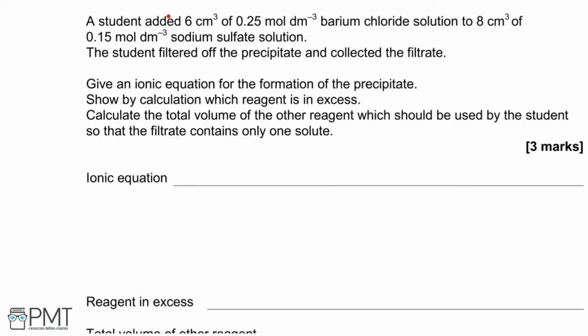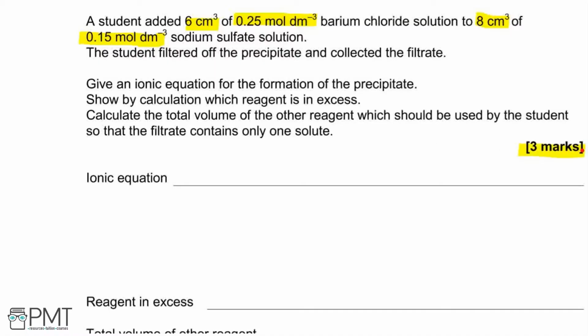A student added 6 cm³ of 0.25 mol per dm³ barium chloride solution to 8 cm³ of 0.15 mol per dm³ sodium sulfate solution. The student filtered off the precipitate and collected the filtrate. Give an ionic equation for the formation of the precipitate, show by calculation which reagent is in excess, and calculate the total volume of the other reagent which should be used by the student so that the filtrate contains only one solute. This question is worth 3 marks.